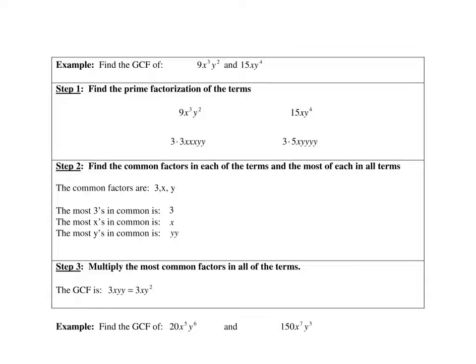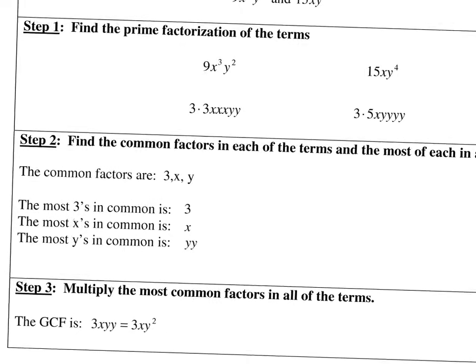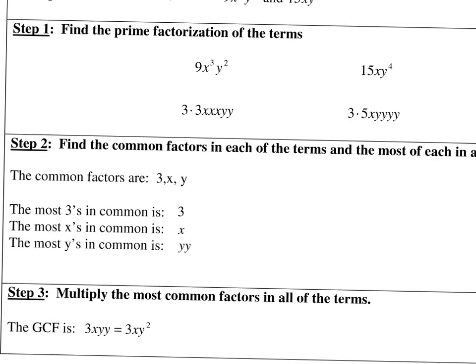All right, on this page we're going to practice greatest common factor with algebraic expressions. So we have first 9x cubed y squared and 15x y to the fourth. We're going to find the greatest common factor of these two algebraic expressions. And you can see here that they've been broken down into prime factors. 9 is 3 times 3, and then we have the 3 x's and the 2 y's. 15 is 3 times 5, and then we have the 1 x and the 4 y's.